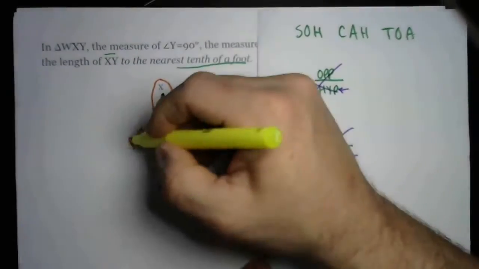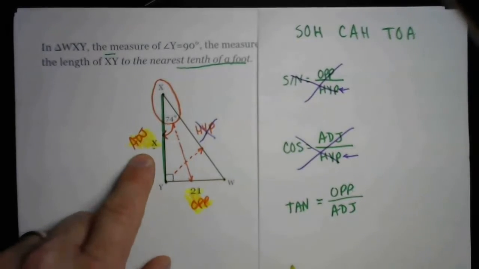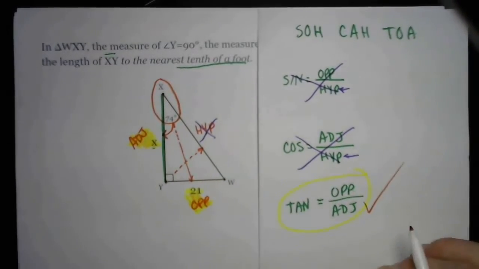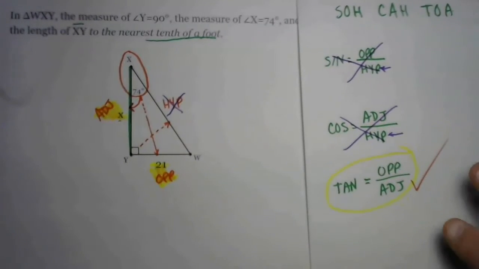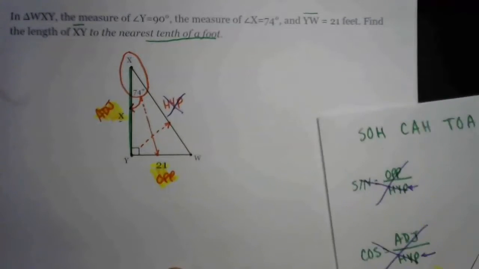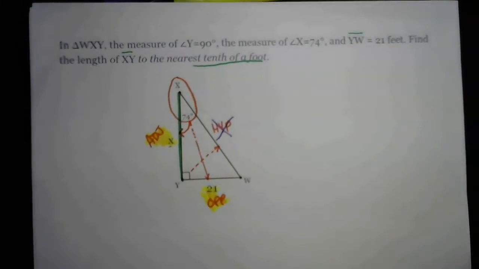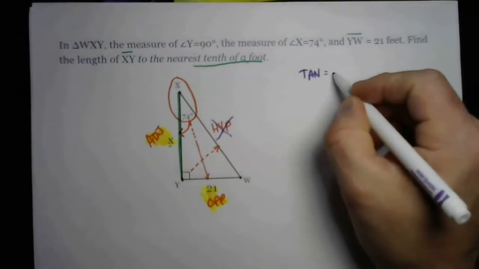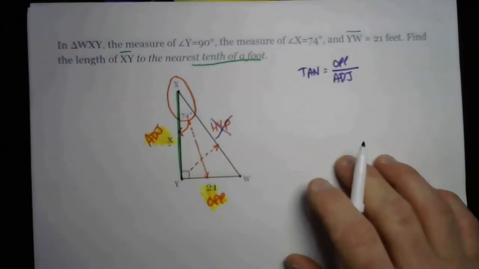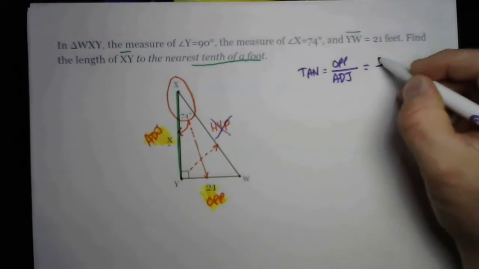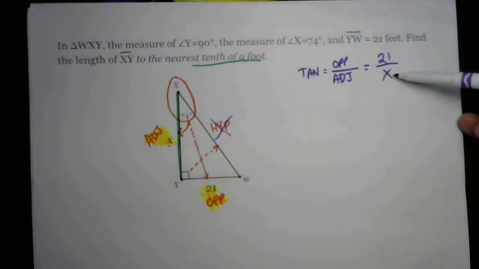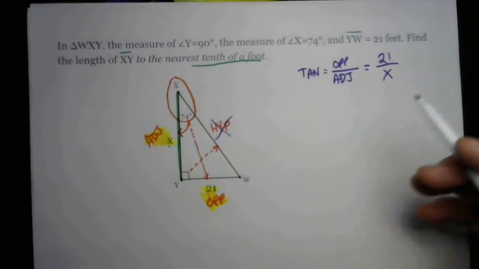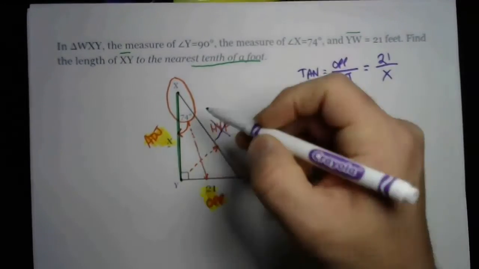So I'm going to use tangent. Let's write tangent on our paper. Tangent is opposite over adjacent. What are my opposite and adjacent? My opposite is 21, my adjacent is x. X is on the bottom, so I'm going to have to divide at some point. If x were on the top, I would be multiplying. So in some videos you're having to divide, in some videos you're having to multiply. You just use the algebra to solve.